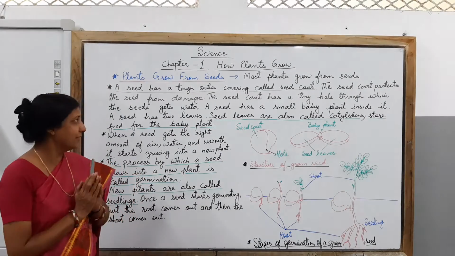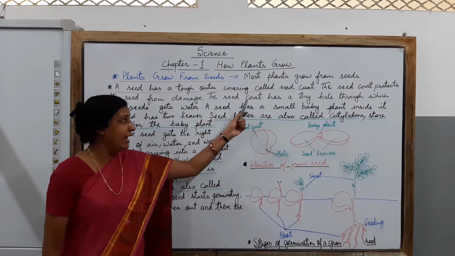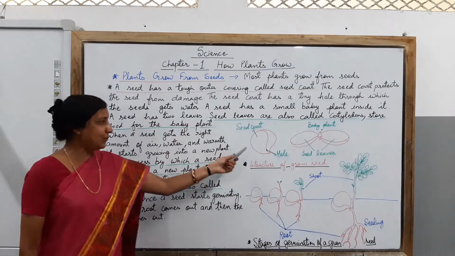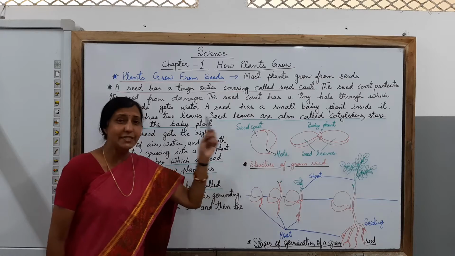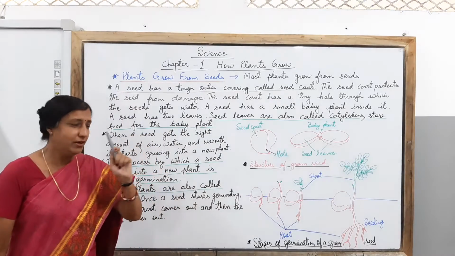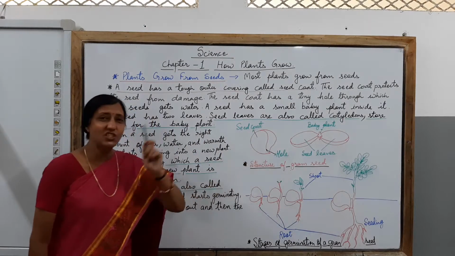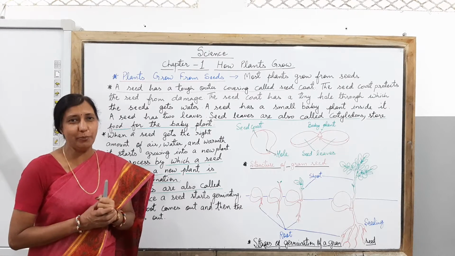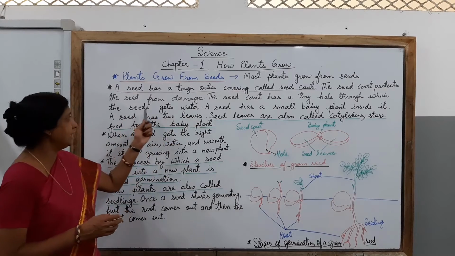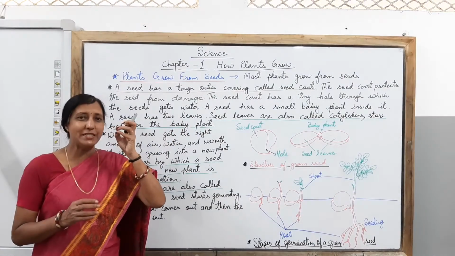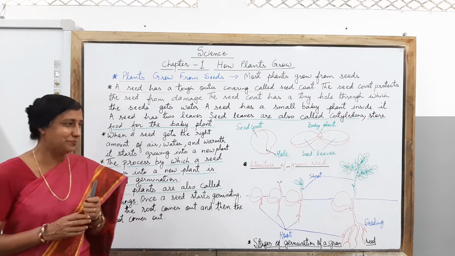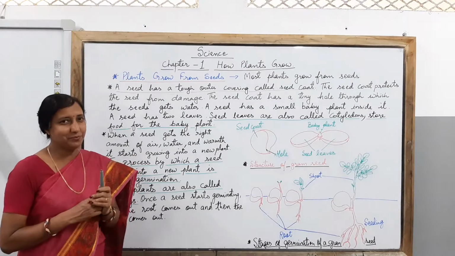Please remember this. Then children, the seed coat has a tiny hole through which the seed gets water. As you can see here, there is a hole present in the seed. Here you can see the hole which I have drawn on the board, and it is present right here in the seed. And children, what is the function of the hole present in the seed? Remember that it is the tiny hole through which the seed gets water. It is giving a supply of water to the seed for the growth of the baby plant.